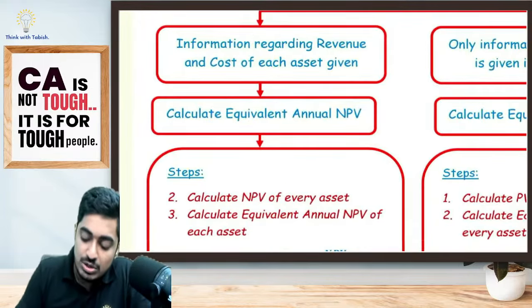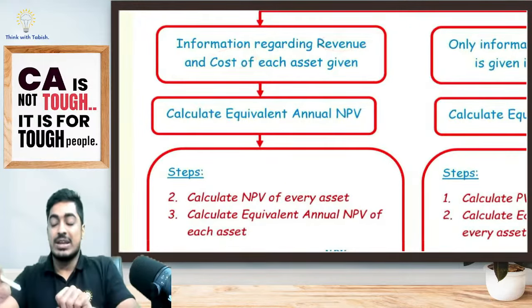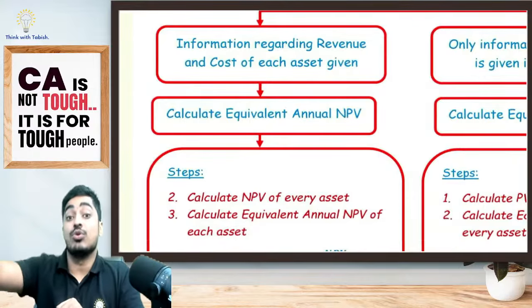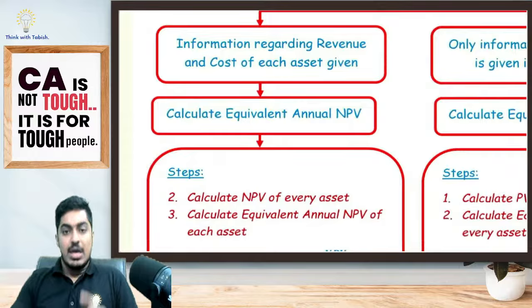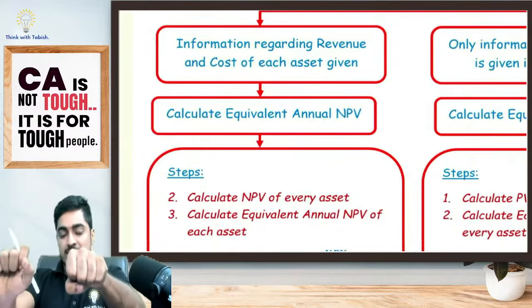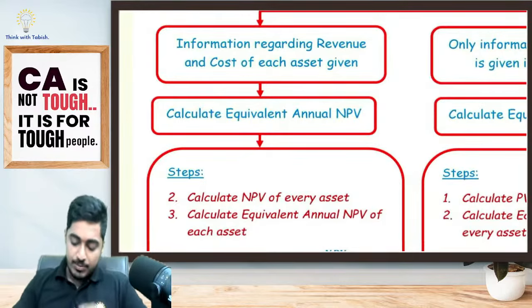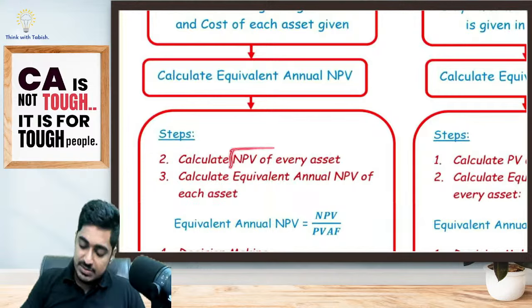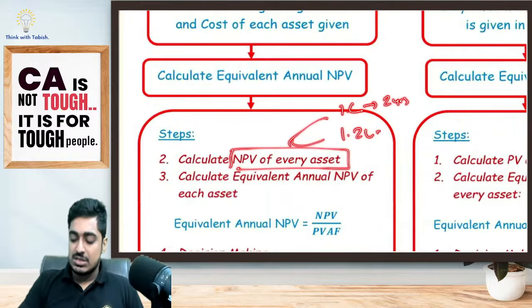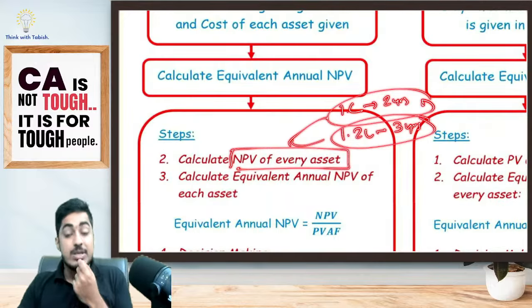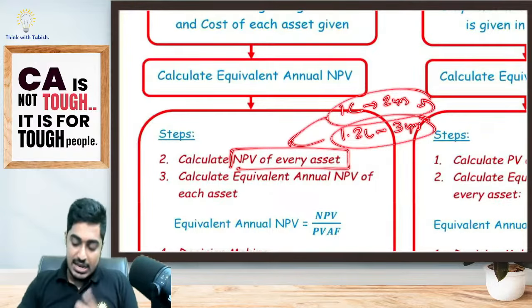Imagine both cost and revenue information are given. Imagine one asset is much faster, so I can produce more goods and get more revenue. Both the machines are there. For both machines I will calculate NPV. Step 1: calculate NPV for every asset. Now imagine I got an NPV of 1 lakh as well as 1.2 lakh, but one is for 2 years and the other is for 3 years. Is it comparable? Not comparable, sir. That means what will I have to calculate? Equivalent annual NPV.